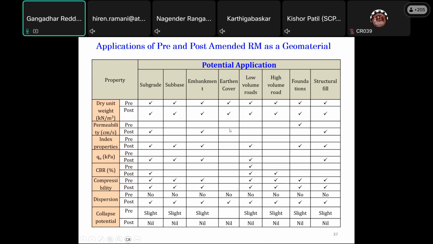You can see pre-treatment and post-treatment red mud with the different kinds of treatments. So I made a comparative study of potential applications where it can be used.